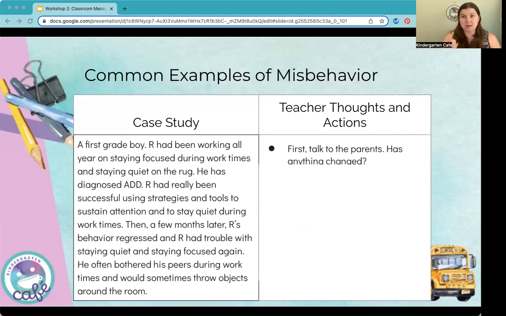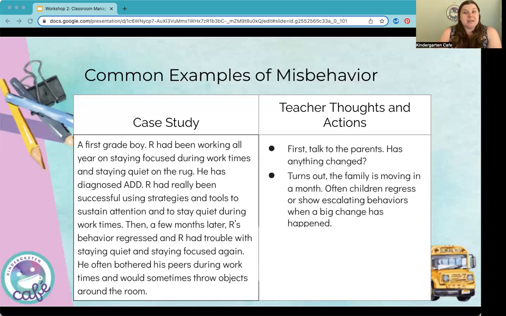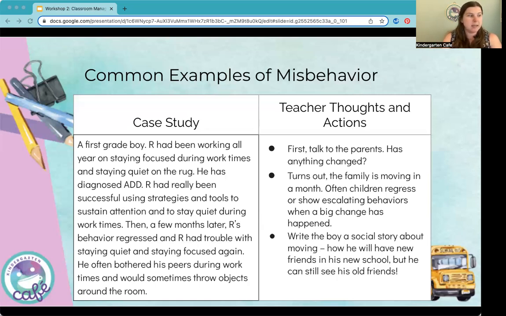Very first thing I did, talk to the parents, tell them what I noticed, and ask them, has anything changed recently? Well, it turns out the family was moving in a month, and often this is very common. Children regress or show escalating behaviors when a big change has happened. And so as soon as you see a big change, call right away, see if that could be the cause of the issue. So now that I knew he was moving, I wrote him a social story about moving and how he'll have new friends at his new school, but he can still see his old friends.